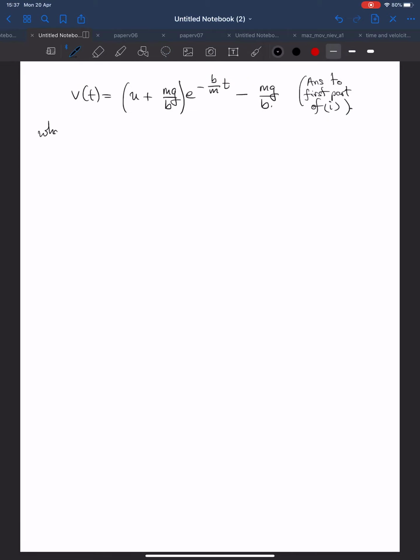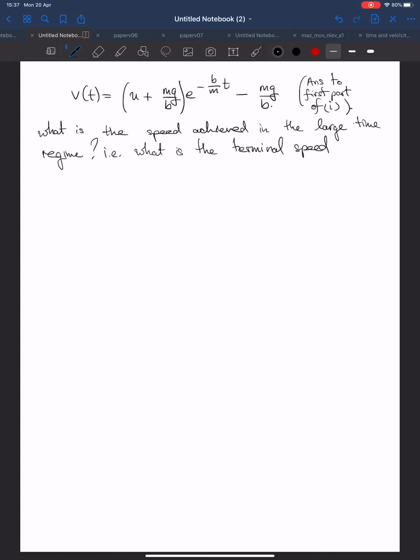Final part, what is the speed achieved in the large time regime? I.e., what is the terminal speed? Okay, good. So, well, simply look at the limit.